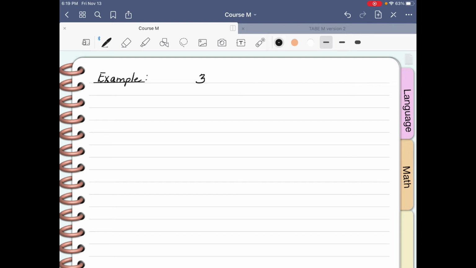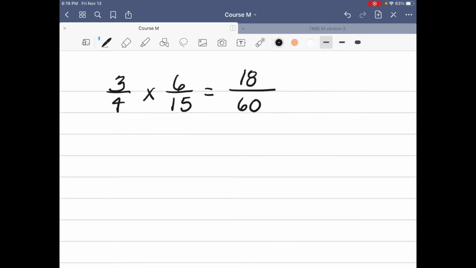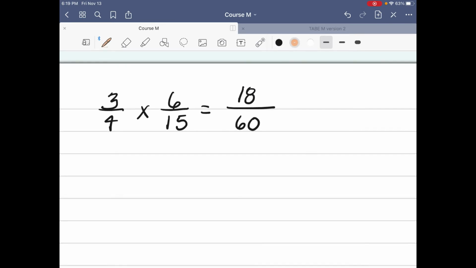3/4 times 6/15. So I have 3 times 6 is 18, 4 times 15 is 60. And then I need to break this down. I need to reduce it to lowest terms. And I'm going to use a 6 to do that. 6 into 18 is 3, and 6 into 60 is 10.